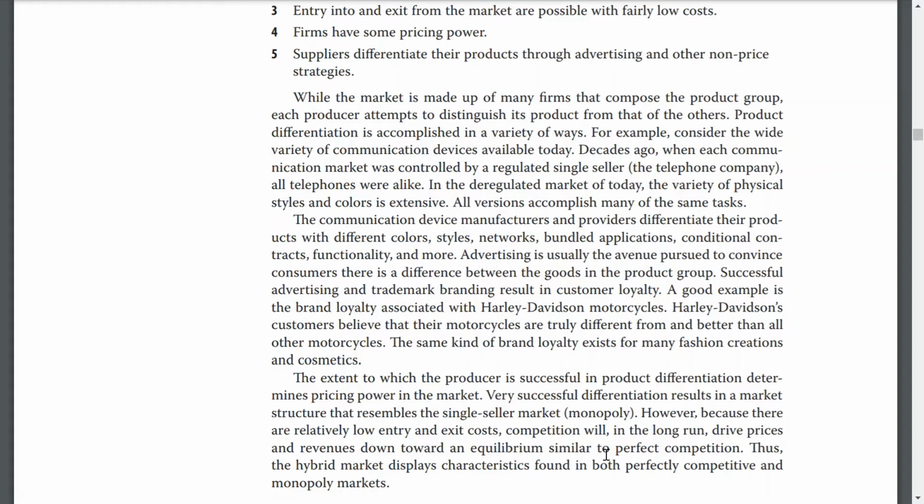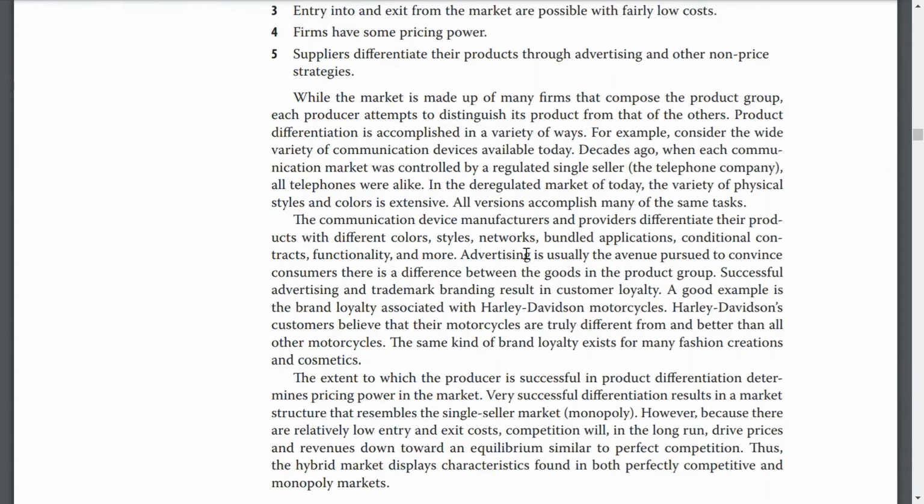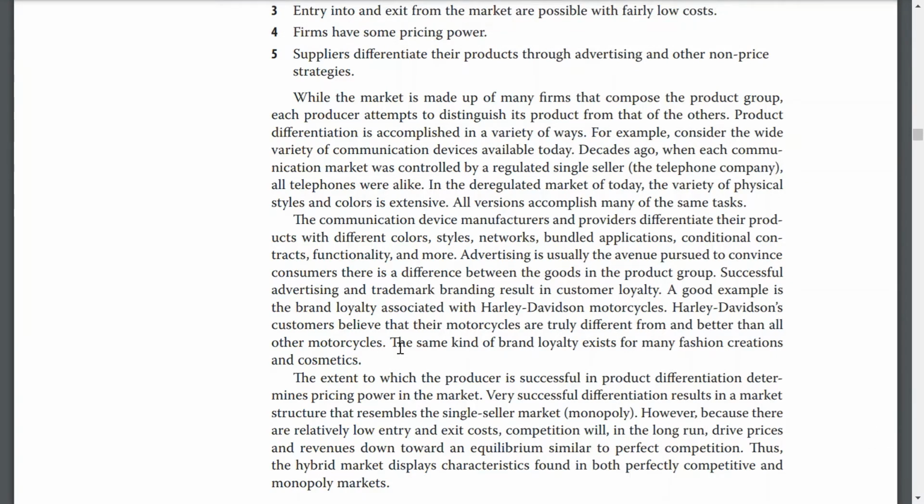Advertising is usually the avenue pursued to convince consumers there is a difference between the goods in the product group. Successful advertising and trademark branding result in customer loyalty. A good example is the brand loyalty associated with Harley-Davidson motorcycles. Harley-Davidson consumers believe their motorcycles are truly different and better than all other motorcycles. The same kind of brand loyalty exists for many fashion creators and cosmetics.